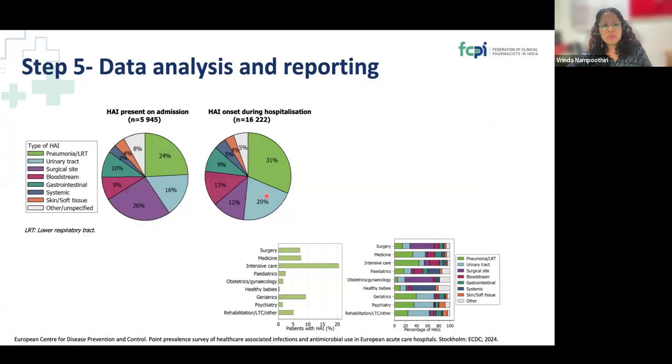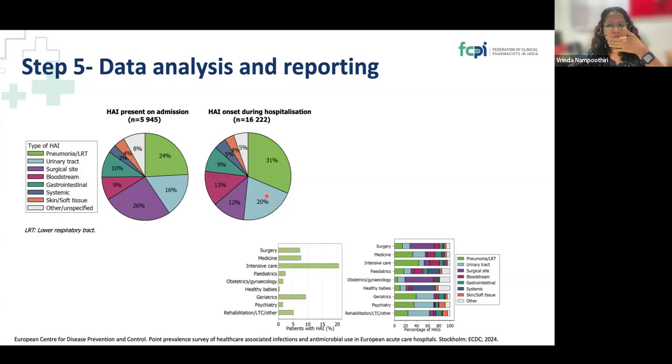So these are some examples of how published literature has shown PPS findings. This is from an ECDC paper, a study that has used the ECDC protocol. There they have used pie charts.